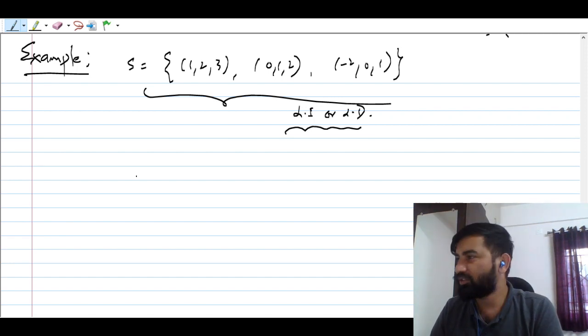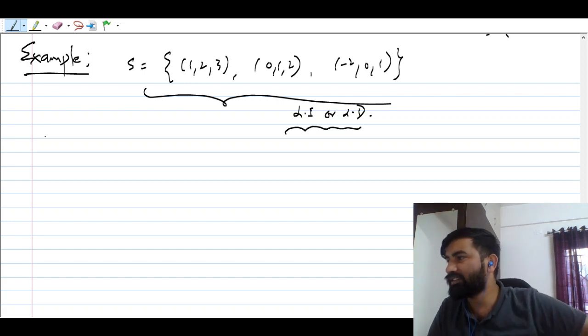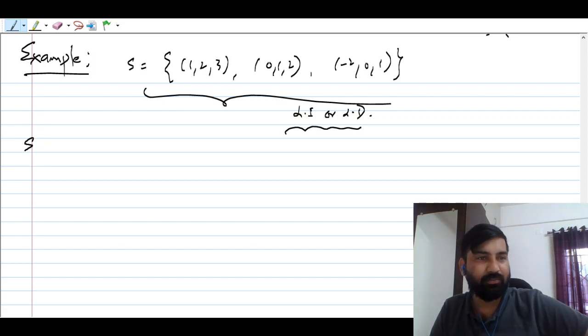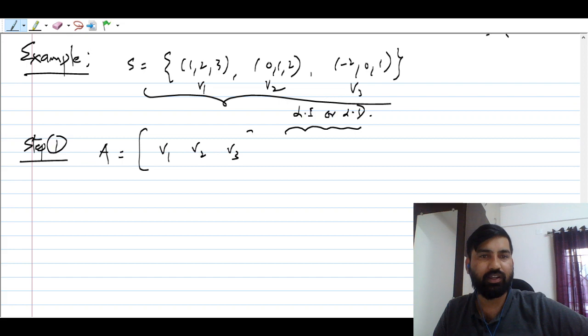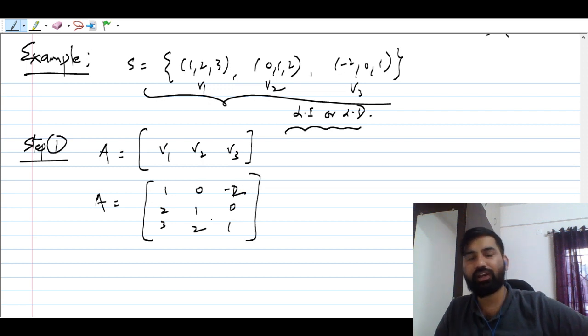So what you can do, the very first step is step number 1. The very first step is what? You can form a matrix, right? So you can say this is v1, this is v2, this is v3. तो आप यहाँ पर लिख सकते हो v1 v2 v3, ठीक है? तो आपका मैट्रिक्स आ जाएगा, that is 1 2 3, 0 1 2, minus 2 0 1, right?